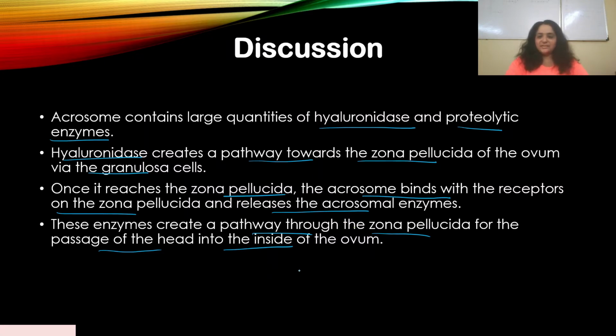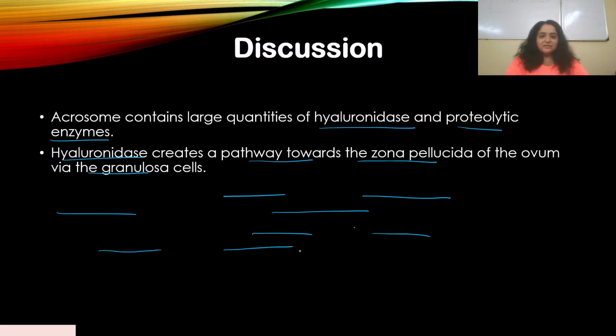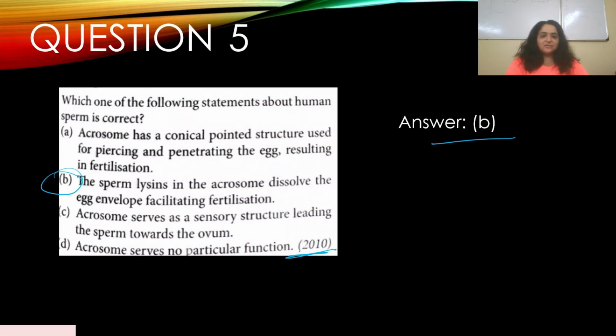I think I've already explained this before, but I'll explain one more time, no problem. And to answer your question, yes, the other options were clearly not making sense. So B is the appropriate answer. Sperm lysins present in the acrosome dissolve the egg envelope, facilitating fertilization, which is correct. Okay, let's move on.